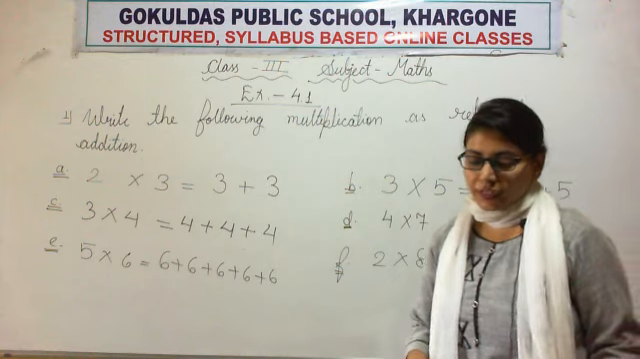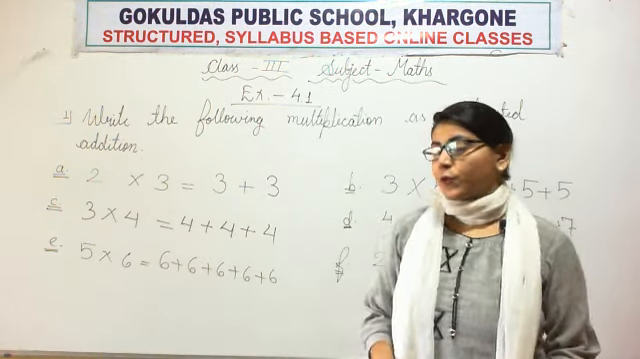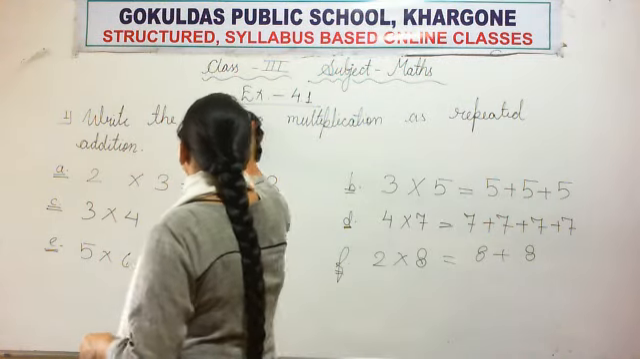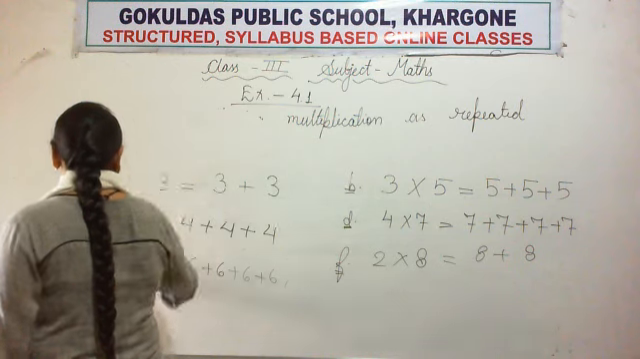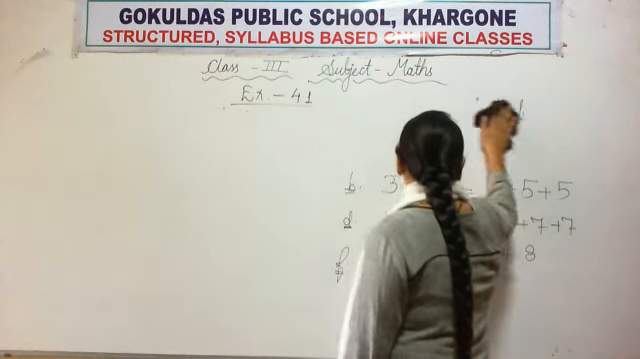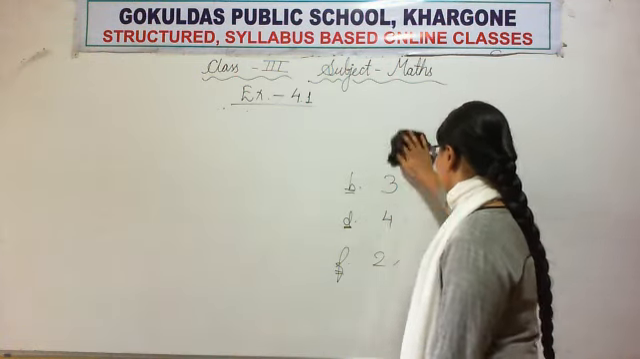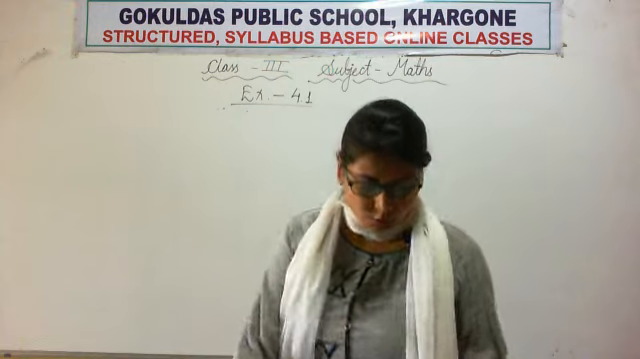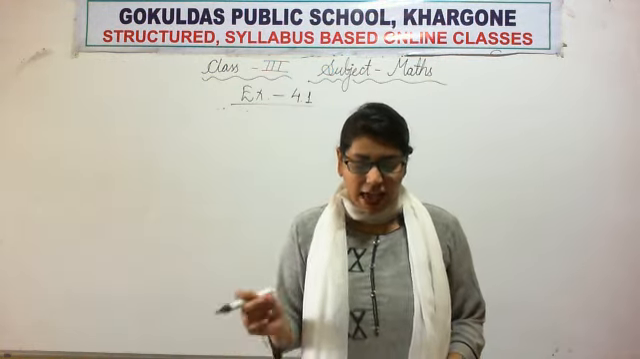I hope, dear students, you have written down question number 1 properly. Let's move towards question number 2. Read question number 2. Yes, question number 2 is: write the following repeated addition as multiplication.